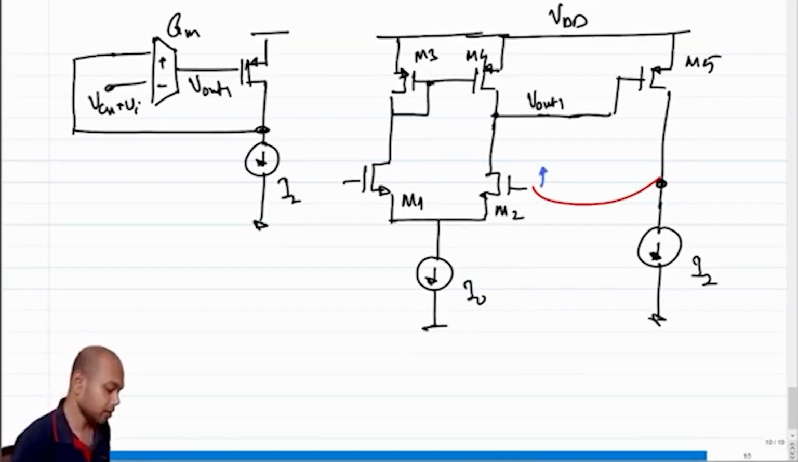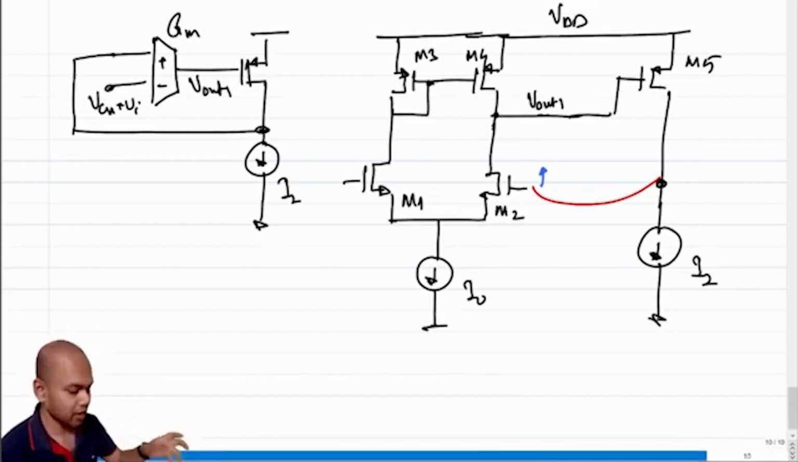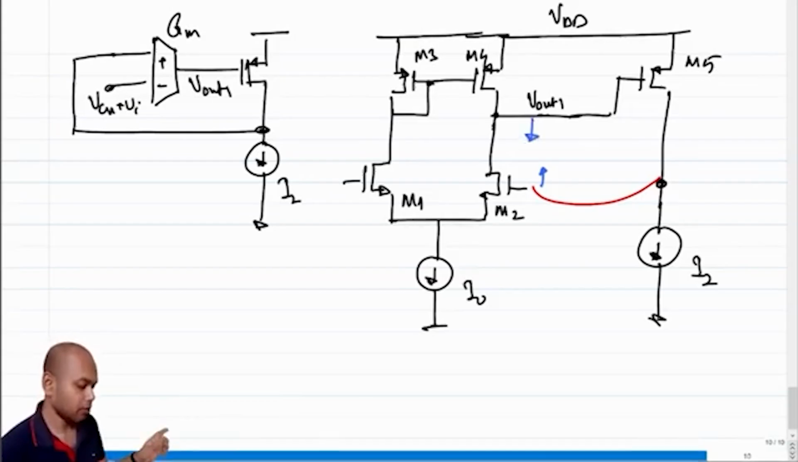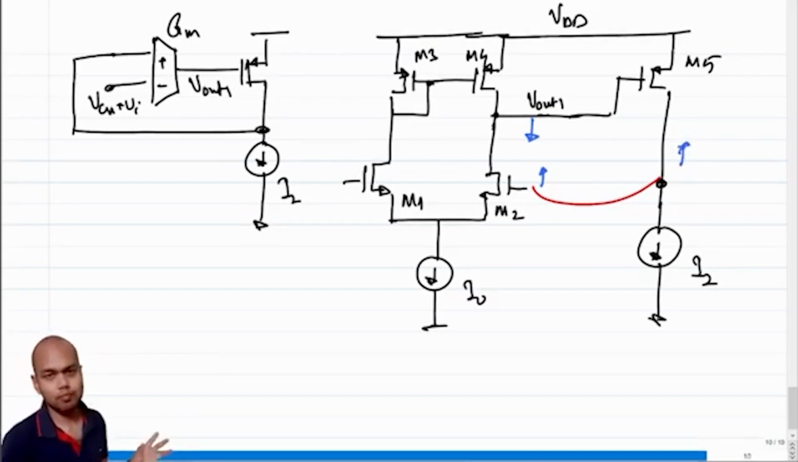If this voltage increases, what happens to Vout1? Naturally, you see that there is an inversion, right? This is like a common source amplifier. If this voltage increases, Vout1 decreases. If Vout1 decreases, what happens to Vout, the final output? This voltage increases. So naturally, you see that this is a positive feedback loop, right?